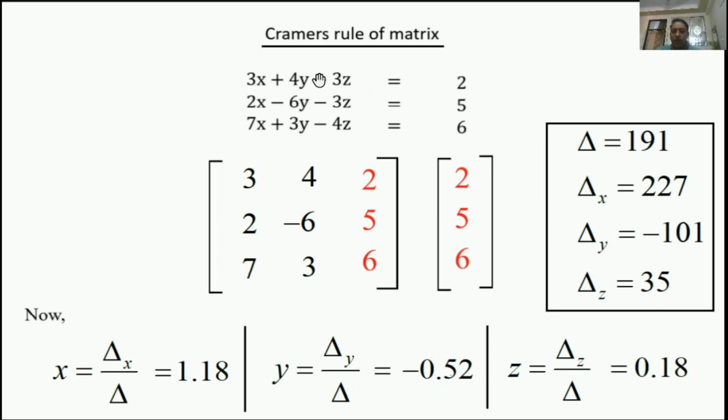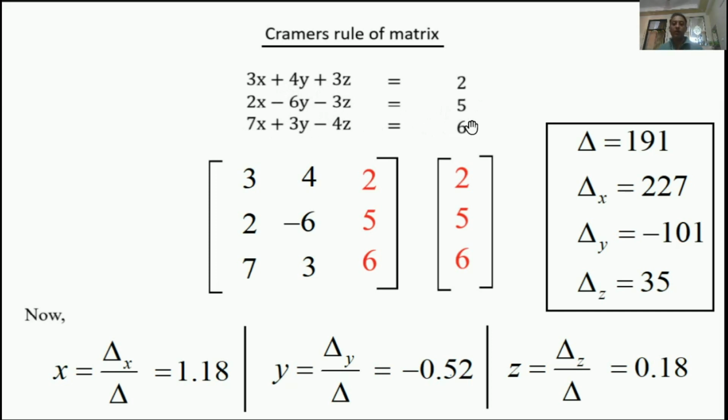Now you can put these values in the three equations and you will get the correct right hand sides. In place of x put 1.18, in place of y put negative 0.52, and in place of z put 0.18, and you will get 2. Similarly, putting these three values in the second equation you will get 5, and in the third equation, 6. So that's all with Cramer's rule.